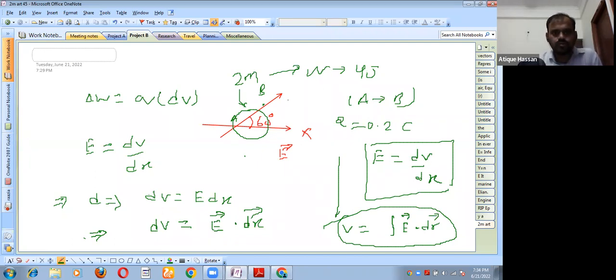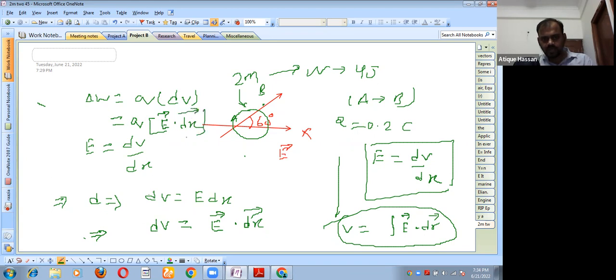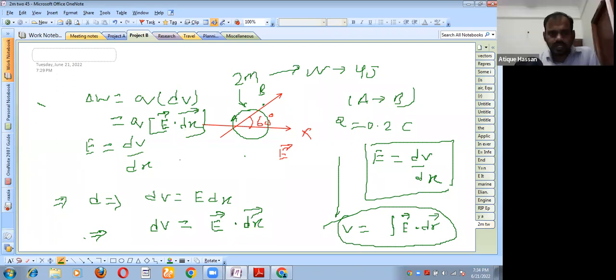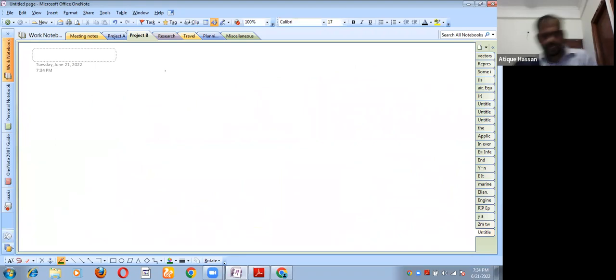So now to calculate the work done, what we have to do? In this formula, delta W is equal to Q dV. In place of dV, we have to put E dot dx, right? Yes, sir. Now I think you will get the result. So let's find the work done. Delta W. So the work done delta W will be Q into E dot dx.